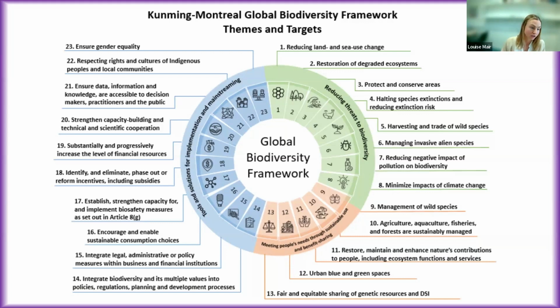We then have a series of targets on meeting people's needs through sustainable use. And finally, the last lot are all about tools and solutions for implementing and mainstreaming biodiversity. These are the targets where you start to understand, for example, that we need to increase financial flows to biodiversity conservation, but also really important concepts like a whole of society approach. So we need to engage all actors in biodiversity and have biodiversity mainstreamed across all sectors of society.